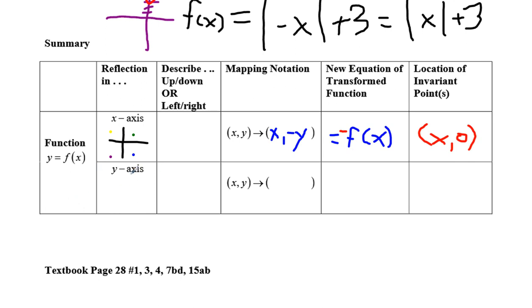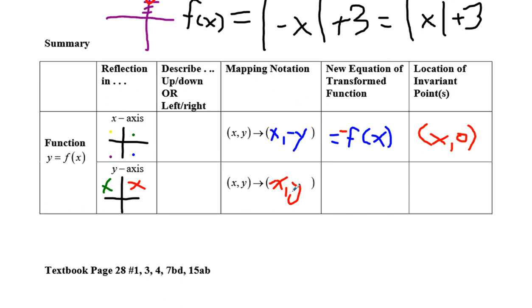Alrighty, what do we got? We are now going to reflect in the y-axis. Not a problem. To reflect in the y-axis simply means that if you were here, you are now going to move to here. This is clearly a left-right issue. It is the x that changes, meaning negative x, comma, y.